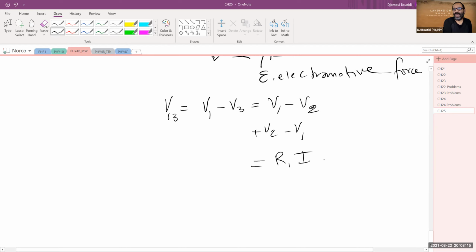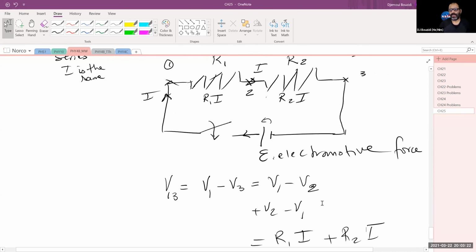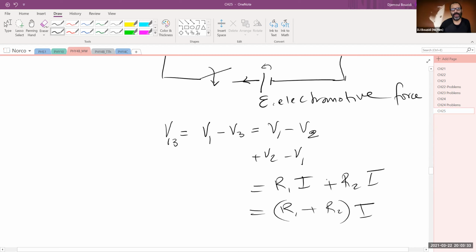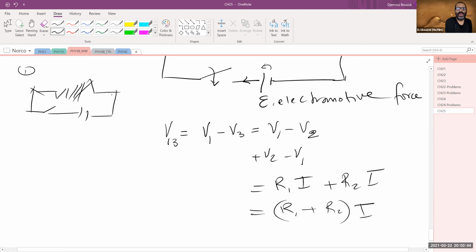And the other one is just R2I. For me, this looks like the following. It doesn't look like this at all, because I can take R1, I is a common factor in here. It looks like it's R1 plus R2 times I. It looks as if, not really, as if I have only one big resistor, which I'm going to call R equivalent, and I have actually a battery in here and a switch, if you like, and all of that, from point one to point three, where I consume the point two inside, okay?